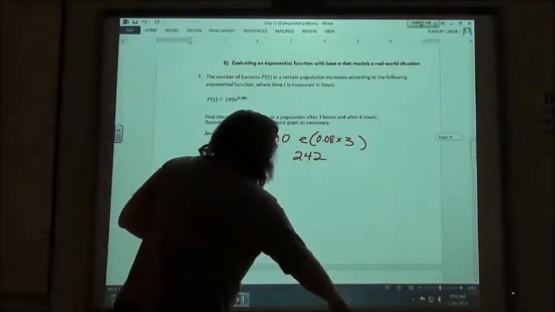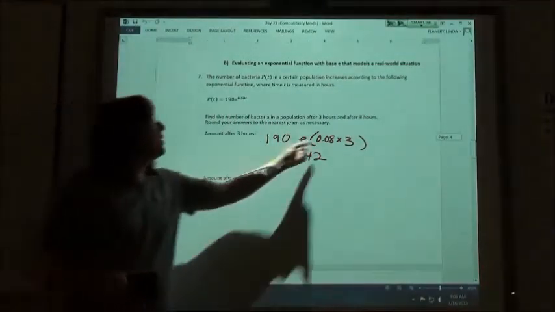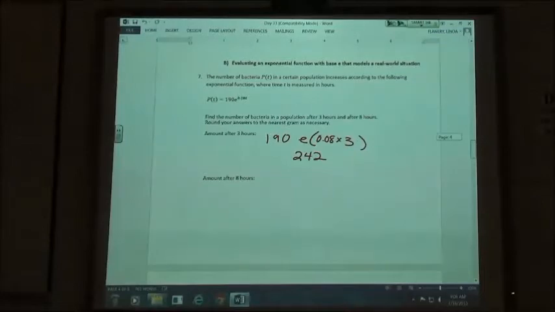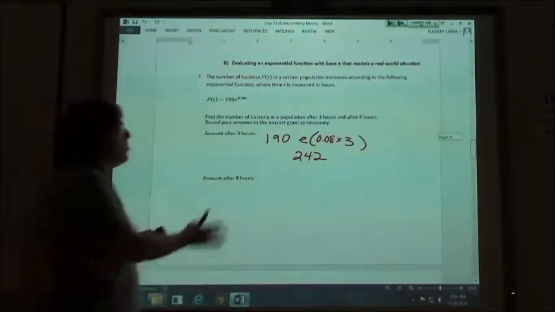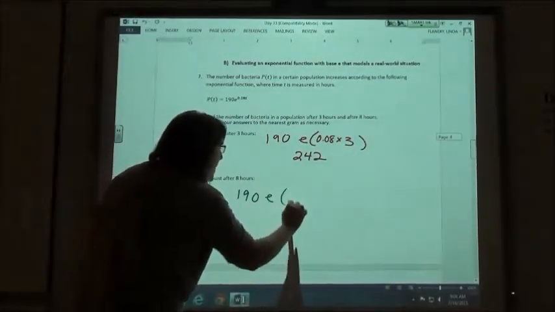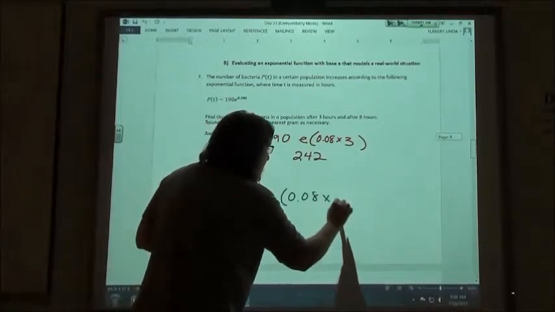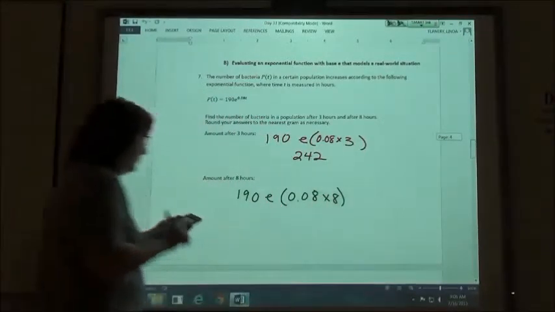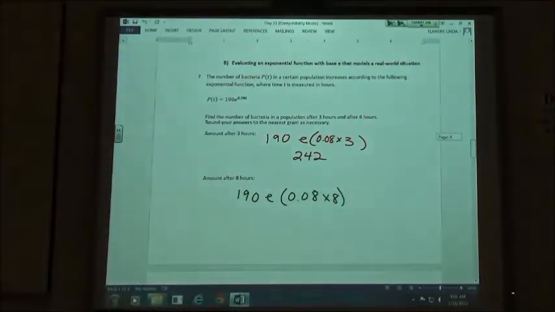And like I said, if you're using a Texas Instrument calculator, it automatically puts the parentheses for you, but on Casio, you got to put the parentheses in there. And so after 8 hours, all we're going to do is just change our 3 to an 8. So 190e to the 0.08 times 8. And rounding to the nearest gram, we get 360. 360, yep.